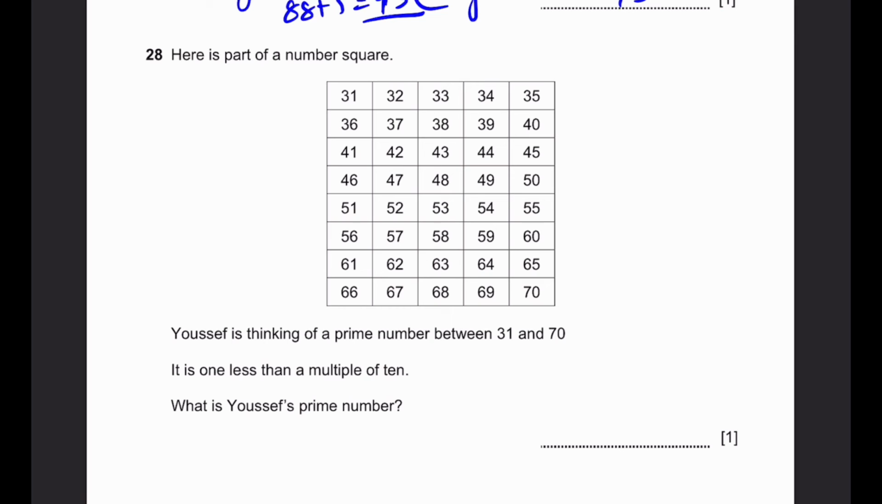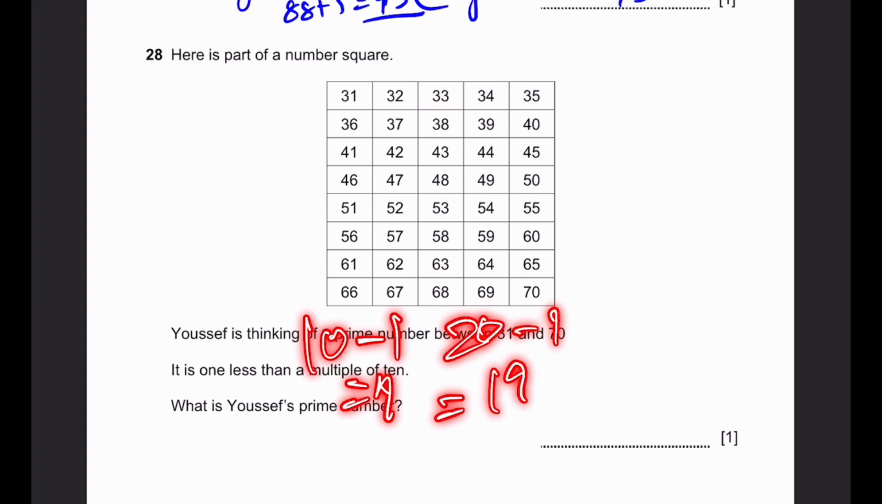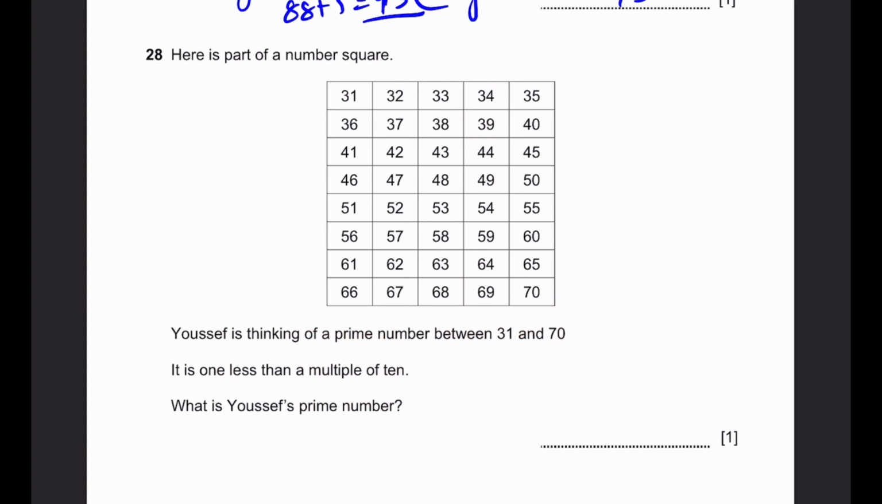Question 28. Here's part of a number square. Yusuf is thinking of a prime number between 31 and 70. It's 1 less than a multiple of 10. What's Yusuf's prime number? So 1 less than a multiple of 10 means 1 less than a number ending with 0. Let's say the number is 10, for example. If you minus 1, it'll be 9. 20 minus 1 is 19. They end with 9. So the numbers that end with 9 are the options: 39, 49, 59, and 69 in this list here, because between 31 and 70. Out of these, there's only one prime number, which is 59. So I'll put a red circle around that to indicate that's prime, and 59 is the answer.